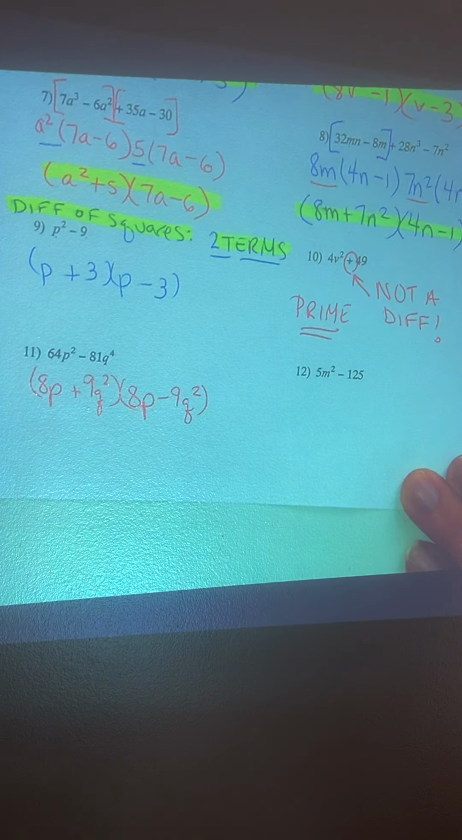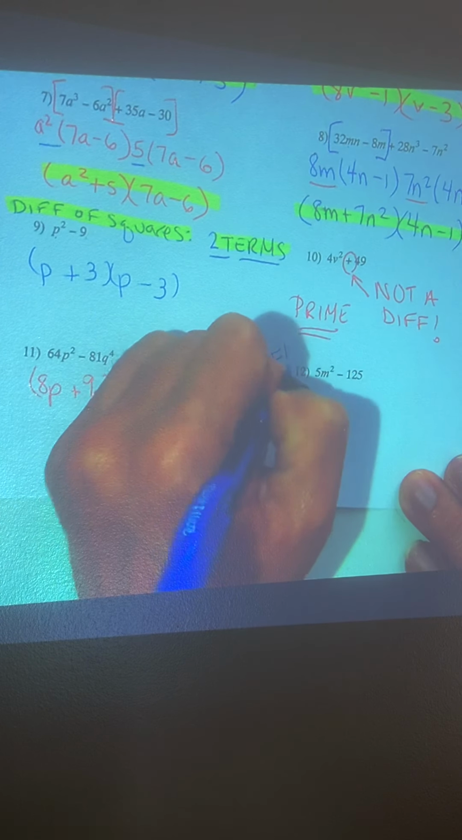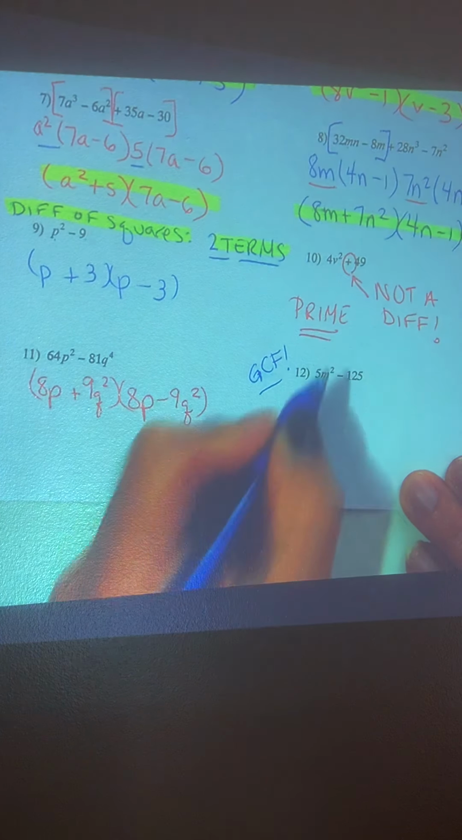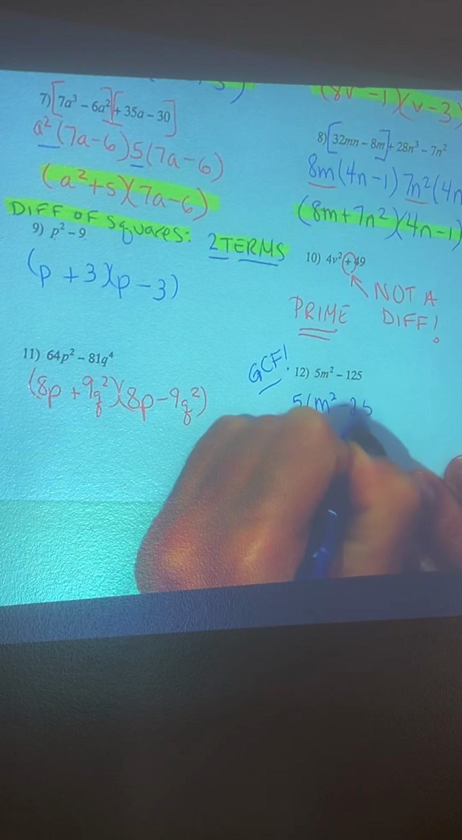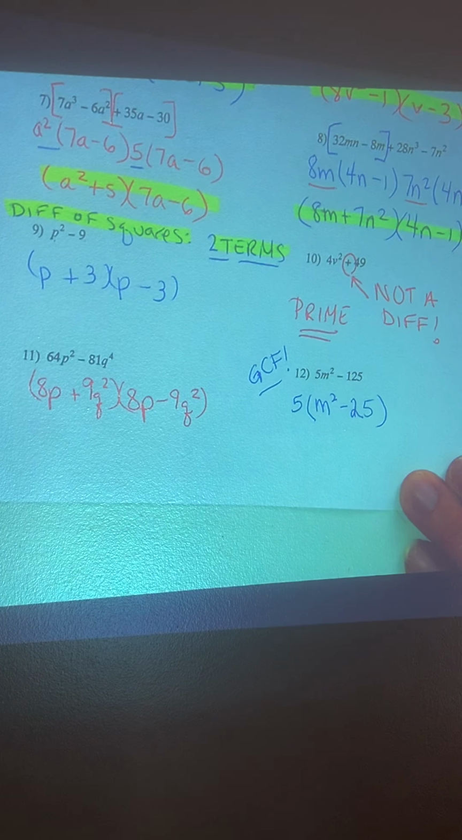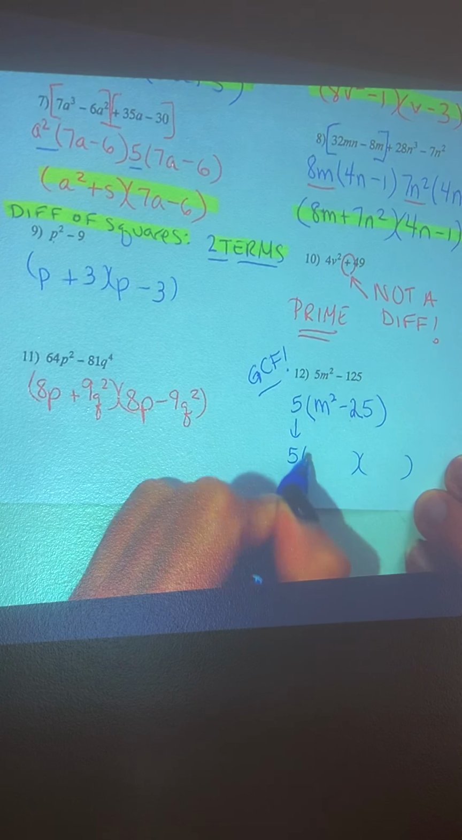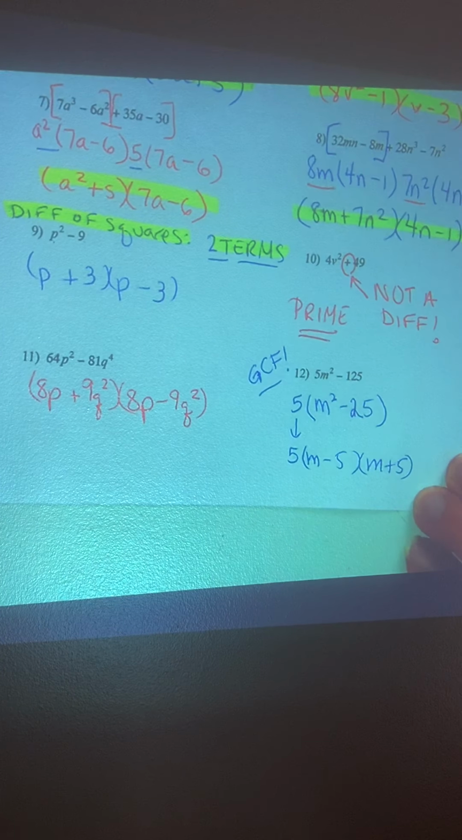And last, here I have 2 terms. I have a subtraction sign, but I do not have perfect squares. So if I don't have perfect squares, I have to think of a greatest common factor. What is the greatest common factor here? It is a 5. So now I'm left with m squared. 5 into 125 goes 25. Now here we have a difference of squares. I bring down my 5, and now m minus 5 and m plus 5. And that is my answer.